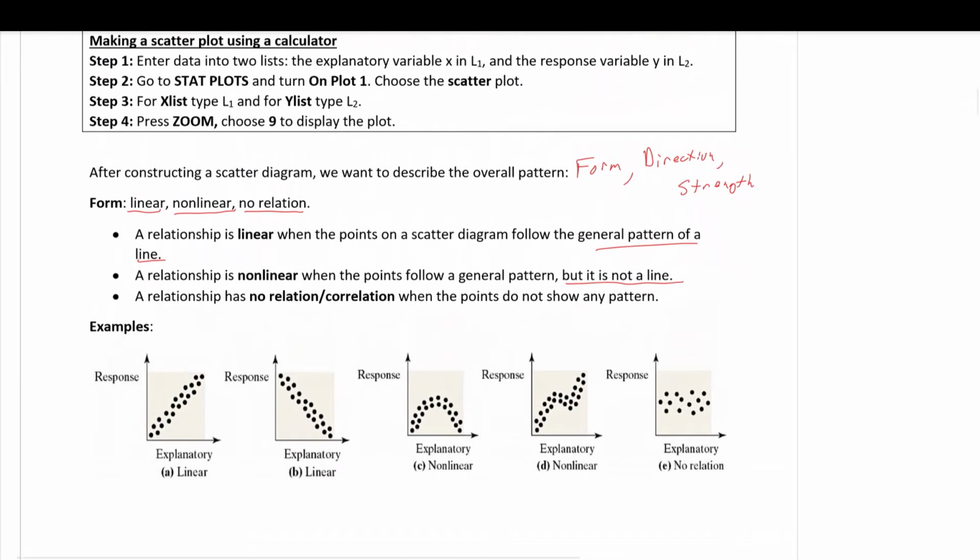Okay, so what are the examples here? This one is an example of something that's linear, right? You can see how you can kind of fit a line, if you will, some sort of best fit line, a straight line. This one's also linear, right?